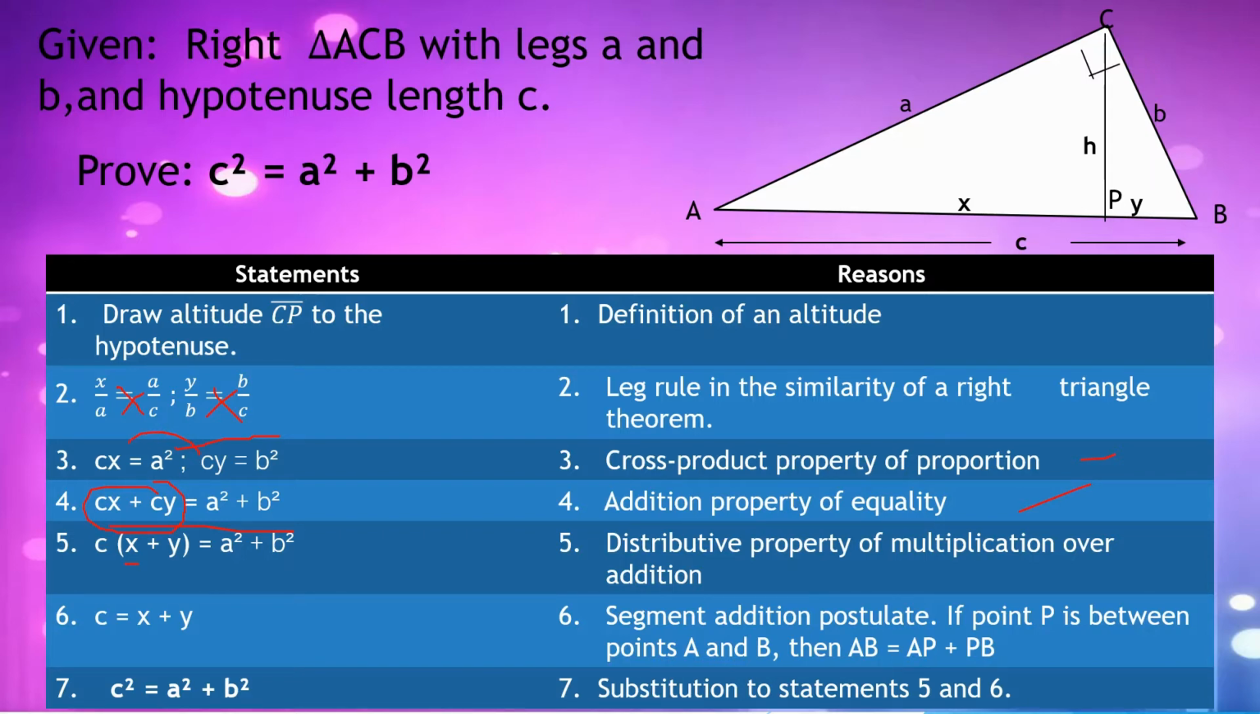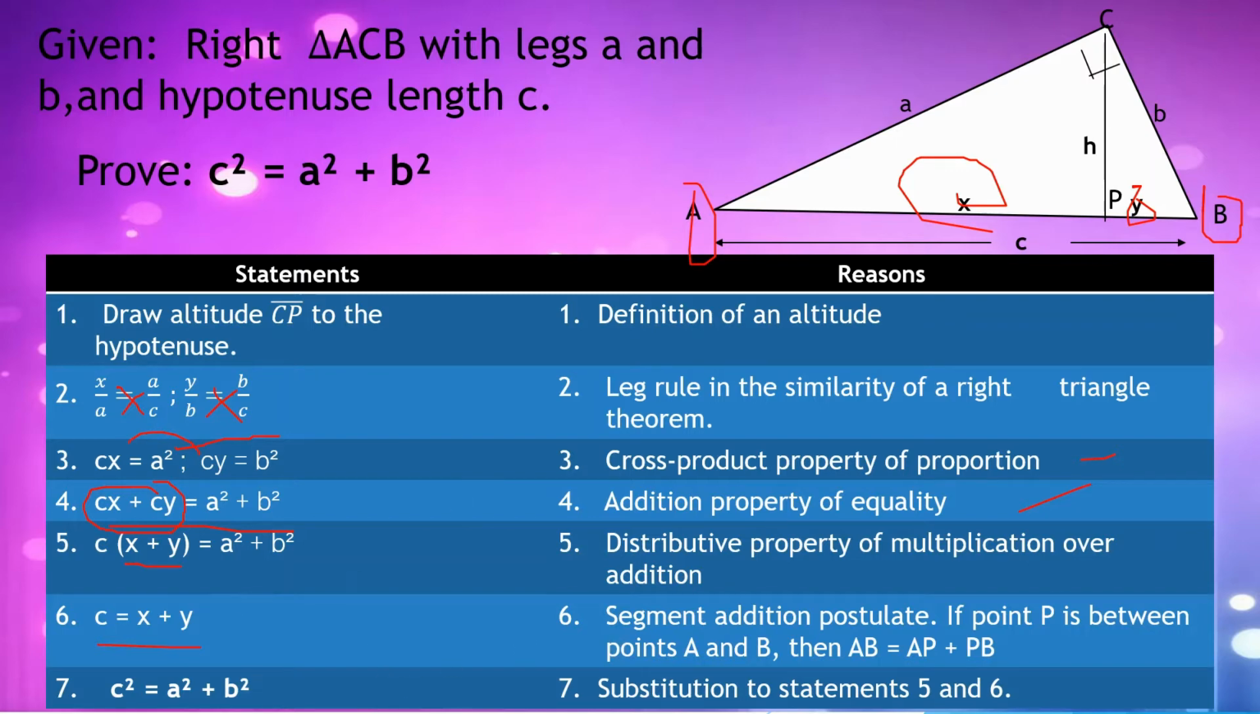So we know that X plus Y is C, right? This is X, this is Y. So X plus Y is C, the length of C. Segment addition postulate: if point P is between A and B, then AP plus PB is equal to AB. So that is the segment addition postulate.